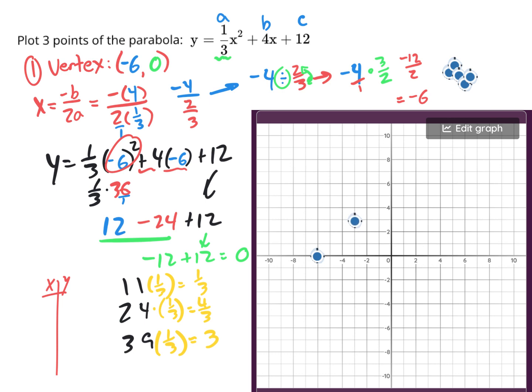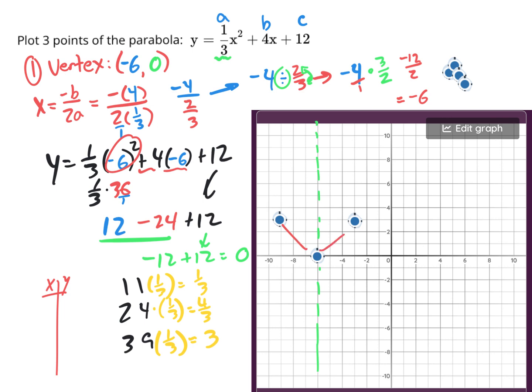All you've got to do now is map it over to the other side of the axis of symmetry. The axis of symmetry is that invisible line that goes right through the vertex, and you just map it over to the other side. So if your dot is 1, 2, 3 units away, go 1, 2, 3 units away this way. And that's all it's asking for, 3 points. Those are 3 points. That's our parabola.